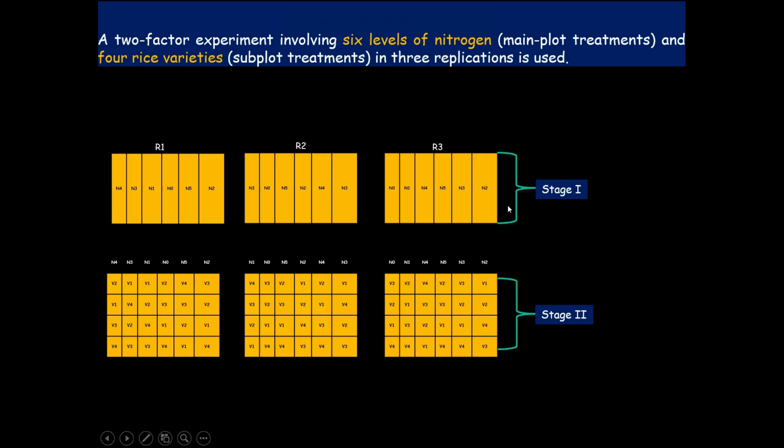So this is a design in which 2 factors are studied in an experiment, but the randomization for both factors is done separately, or we can say there's a 2-stage randomization, and the factors are studied with unequal precision. Subplot is tested with more precision because of this fact, and main plot is tested with less precision.